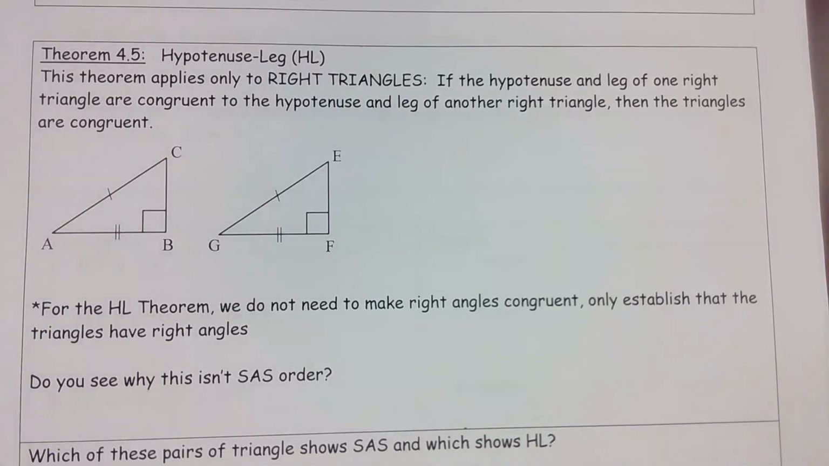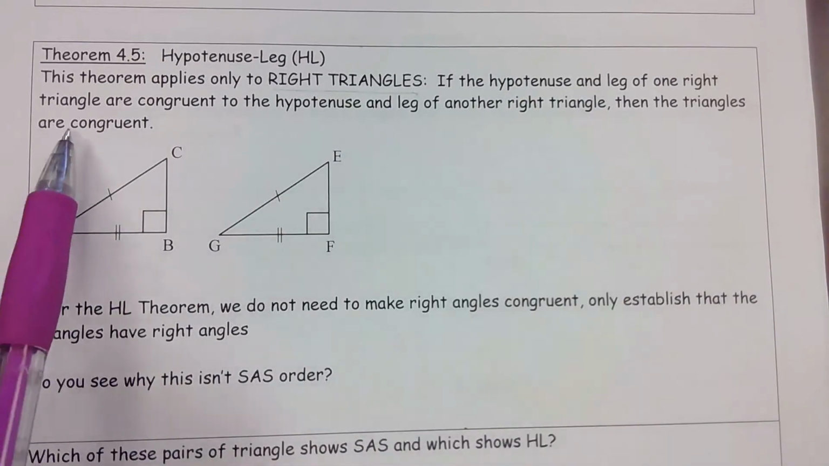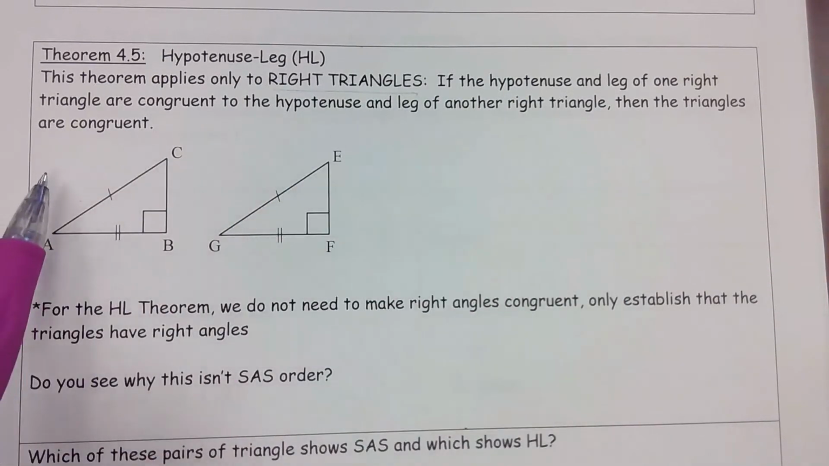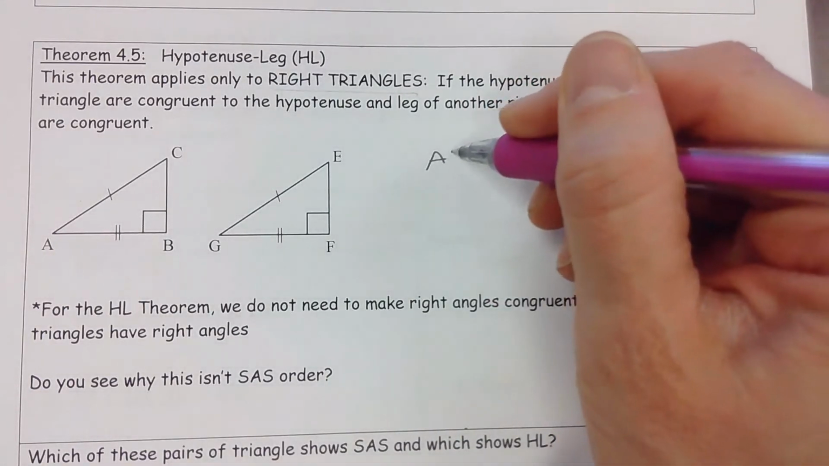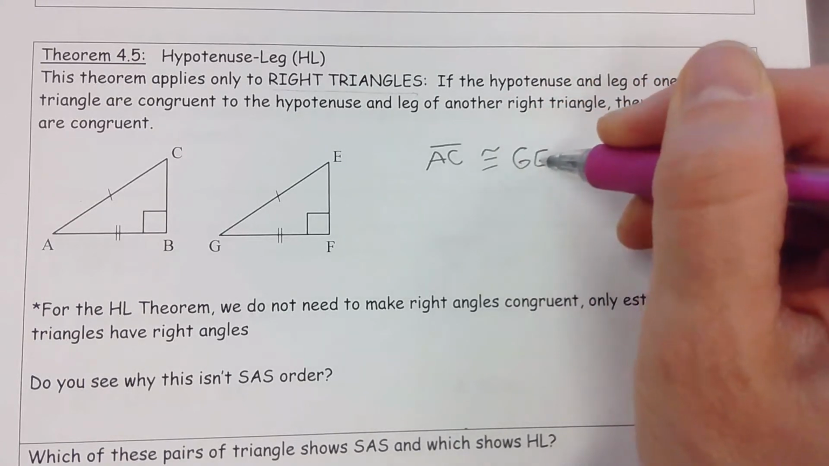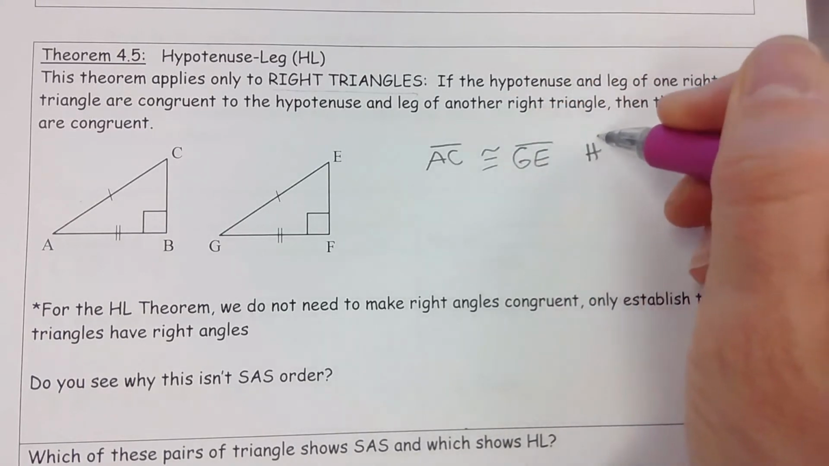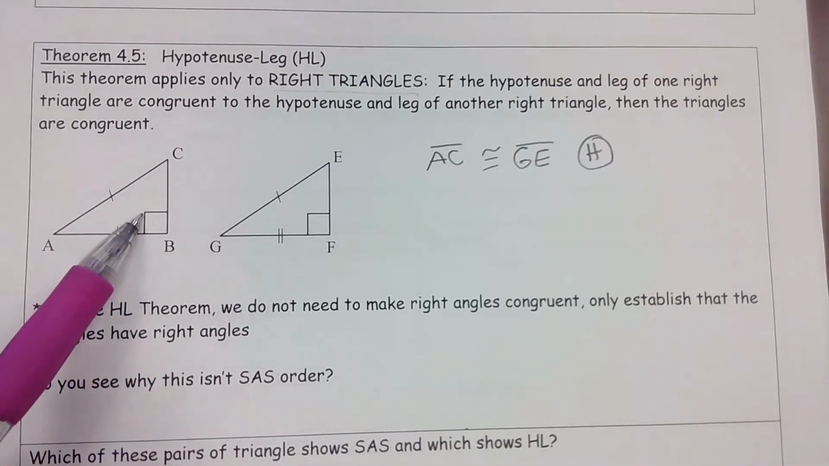All right, so this theorem applies to right triangles. If the hypotenuse and leg of one triangle are congruent to the hypotenuse and leg of another, then the triangles are congruent. If I were going to list off my congruent parts right here, I would say that AC is congruent to GE. And that is a pair of sides, but because it's a special pair of sides called hypotenuses, I'll label it with an H.